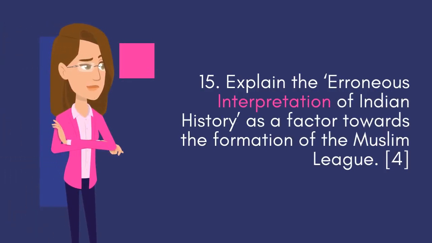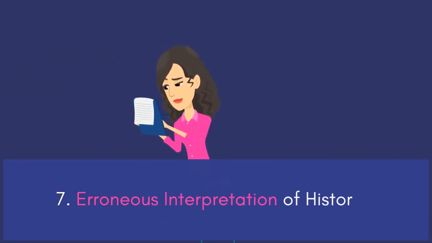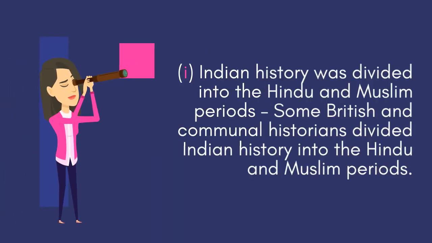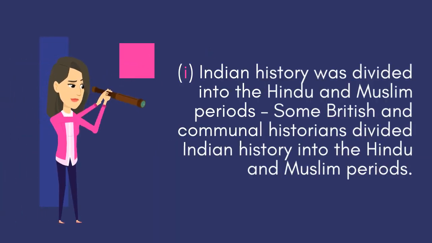15. Explain the erroneous interpretation of Indian history as a factor towards the formation of the Muslim League. 4.7. Erroneous interpretation of history. 1. Indian history was divided into the Hindu and Muslim periods.